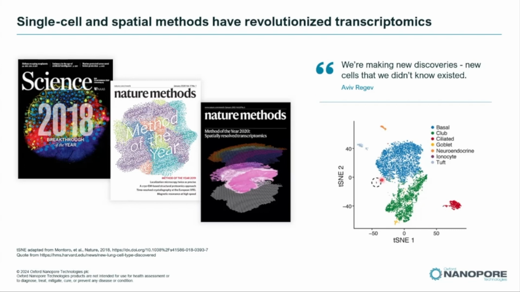Here on the right-hand side, you have this example of the discovery of ionocytes, a publication from 2018 by Montero and collaborators. They've unraveled ionocytes, a cell type that you find at a frequency of about 0.5% of the total cells in lung. This cell type is really important because it's involved in cystic fibrosis, and obviously revealing this cell type means that we have a new way to understand cystic fibrosis and find new treatment avenues.